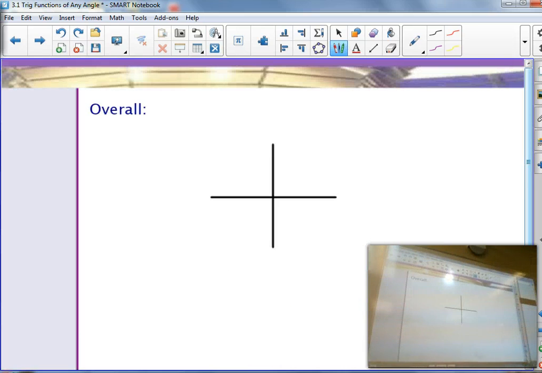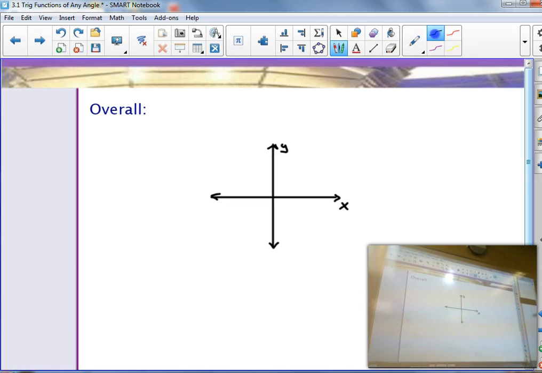All right, so let's summarize that information overall. Does it need to be big? No, it doesn't need to be super big. Just medium. Okay, so I just did in black because that's the standard color. So my axes, x and y here.